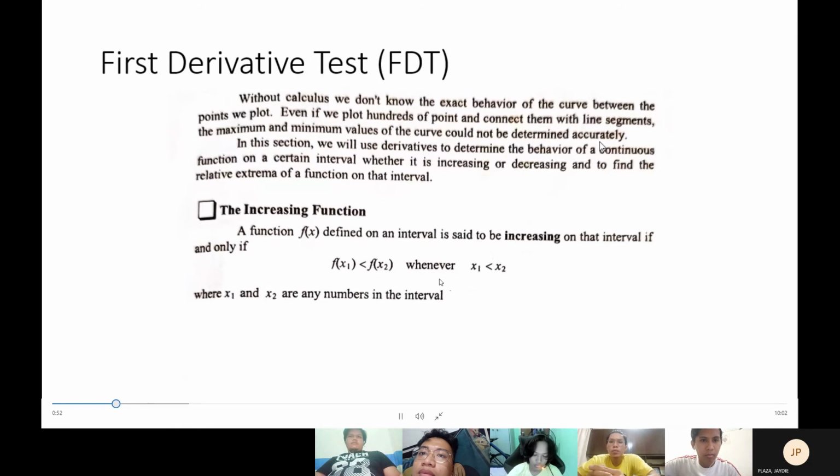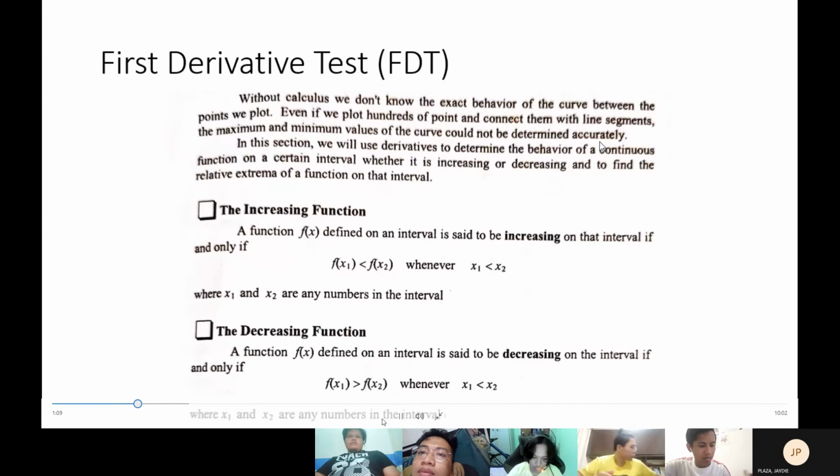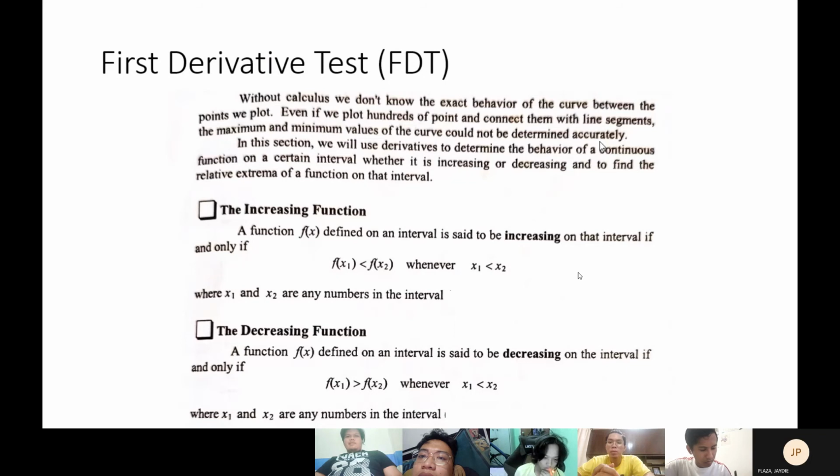An increasing function f of x defined on an interval is said to be increasing on the interval if and only if f of x sub 1 is less than f of x sub 2 whenever x sub 1 is less than x sub 2, where x sub 1 and x sub 2 are numbers in the interval. While a decreasing function is said to be decreasing on the interval if and only if f of x sub 1 is greater than f of x sub 2 whenever x sub 1 is less than x sub 2, where x sub 1 and x sub 2 are any numbers in the interval given.